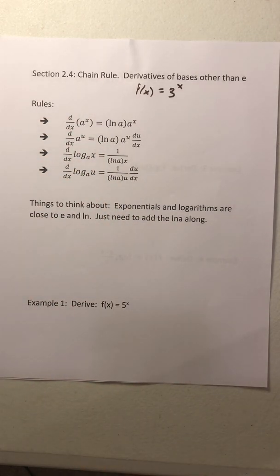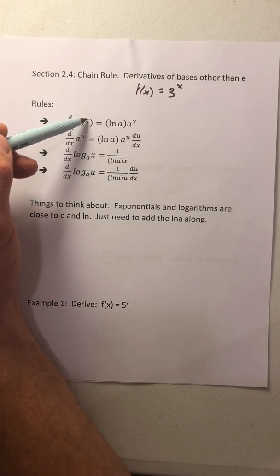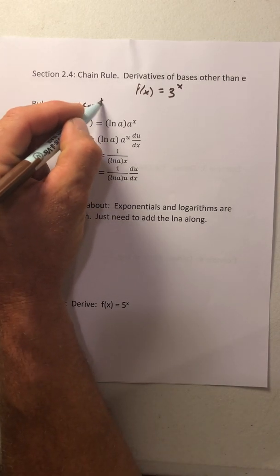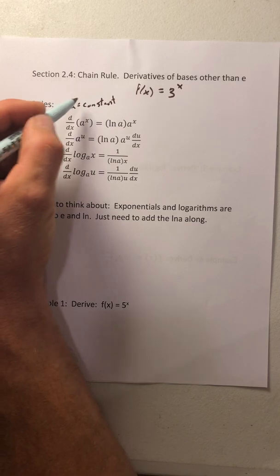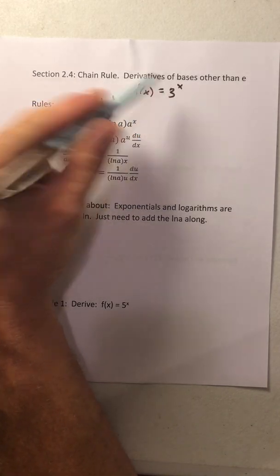So we have 4 rules that we're going to talk about, and hopefully we're going to make some connections between those exponential functions and logarithmic functions that we saw earlier within our chain rule. So here we have d dx, the derivative with respect to x of a to the x. And here a is going to be a constant. I should have written that out there, but a is just a number. So maybe like the 3 to the x.